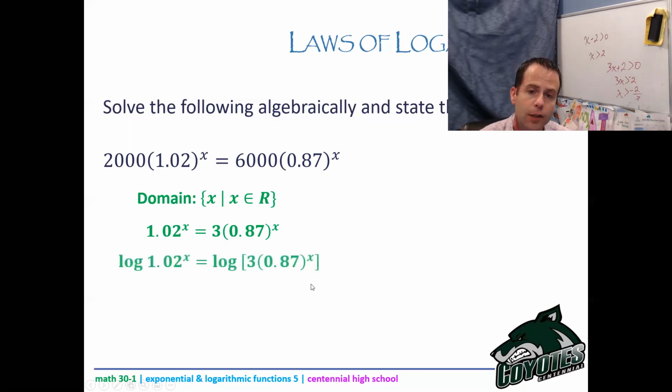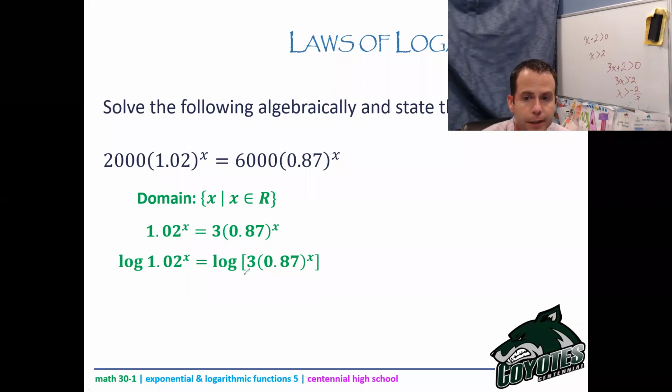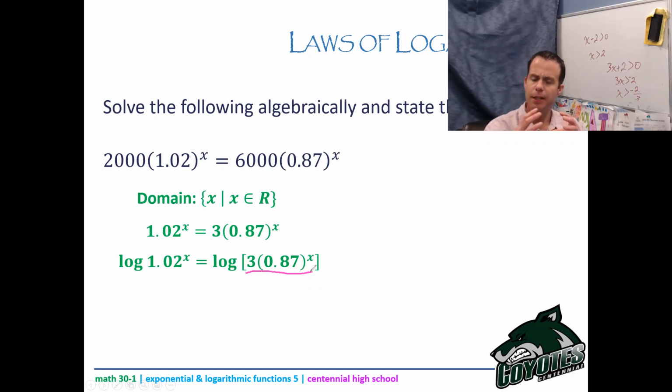I'm now going to take the log of both sides. So all of that should sound familiar to you. Here's where it gets a little different. There are 2 terms going on here. So what I'm now going to do is expand that out using my log laws. That'll be log 3 plus log 0.87 to the x.